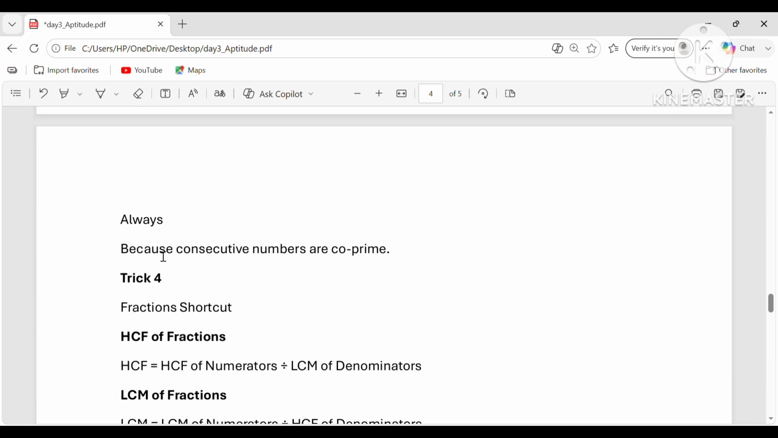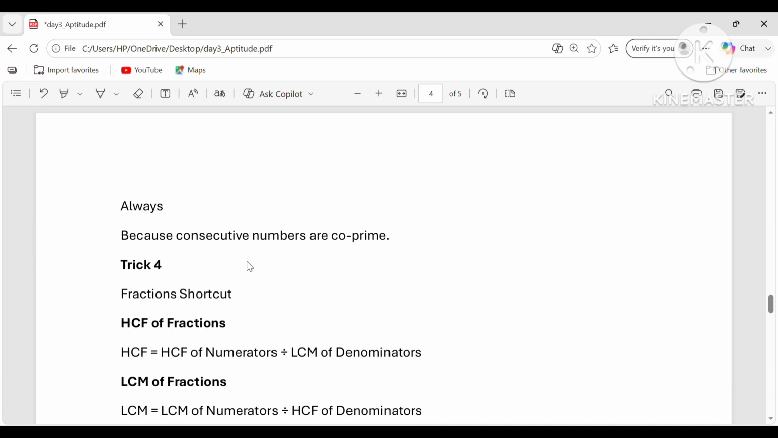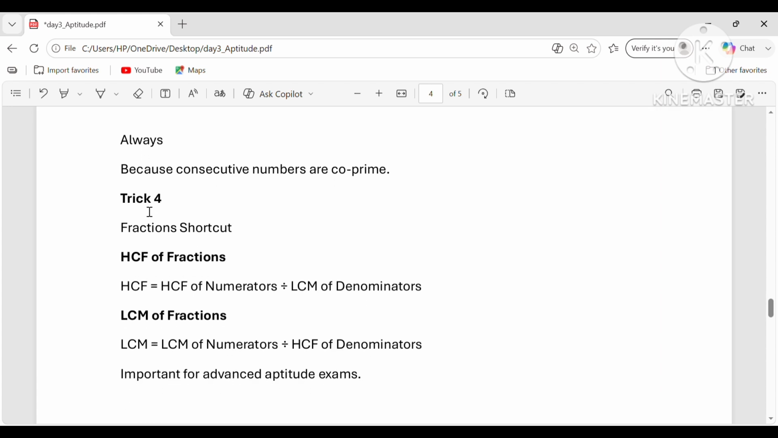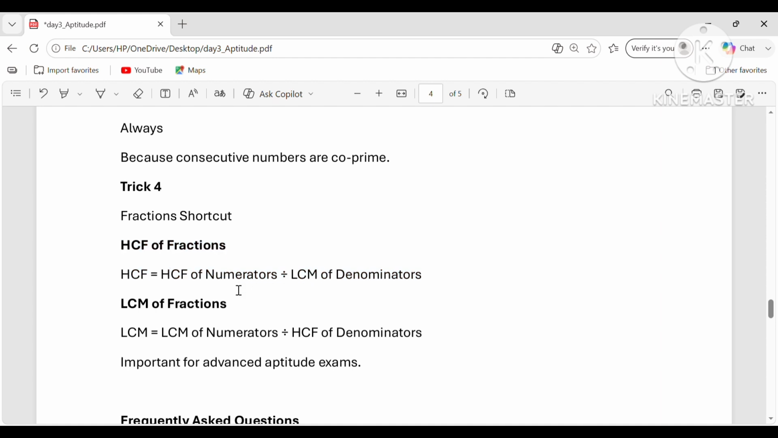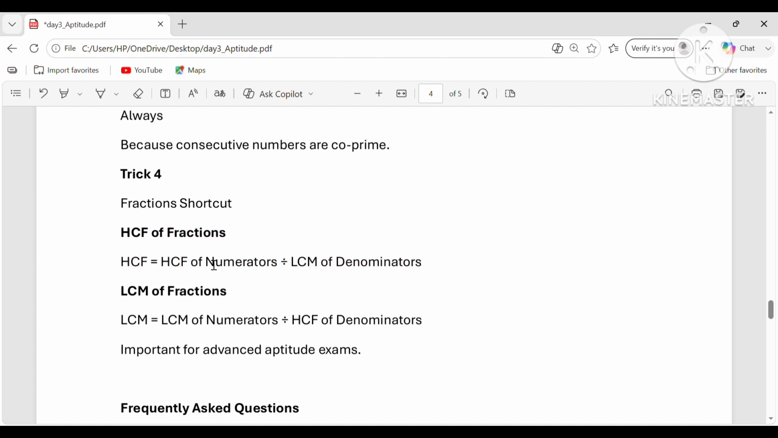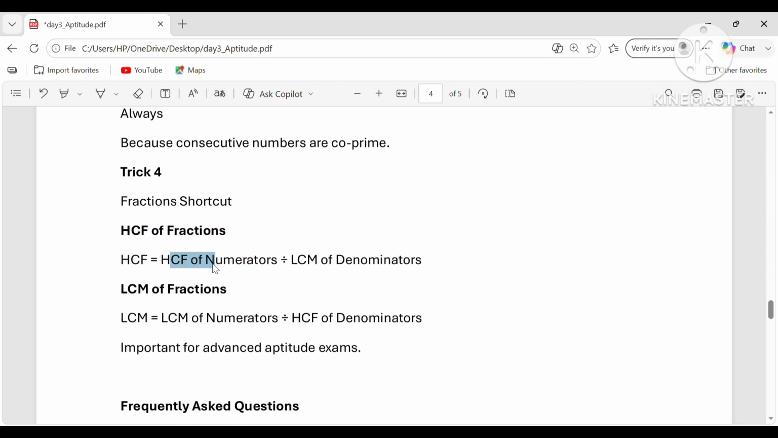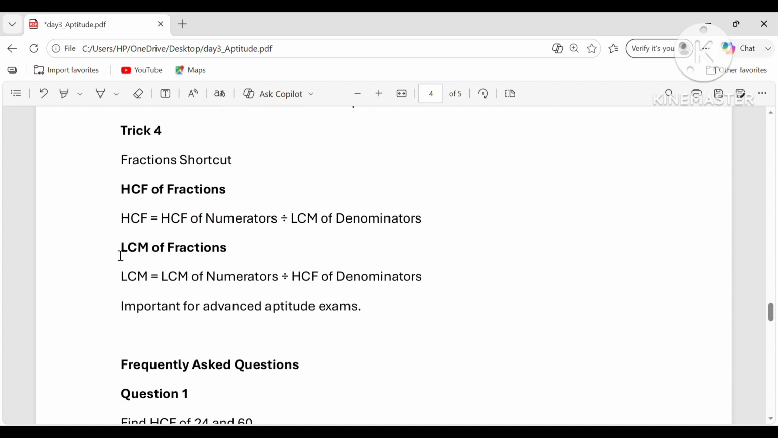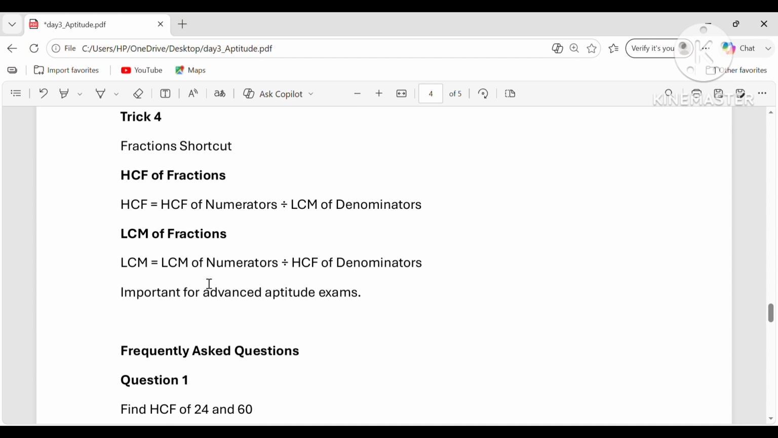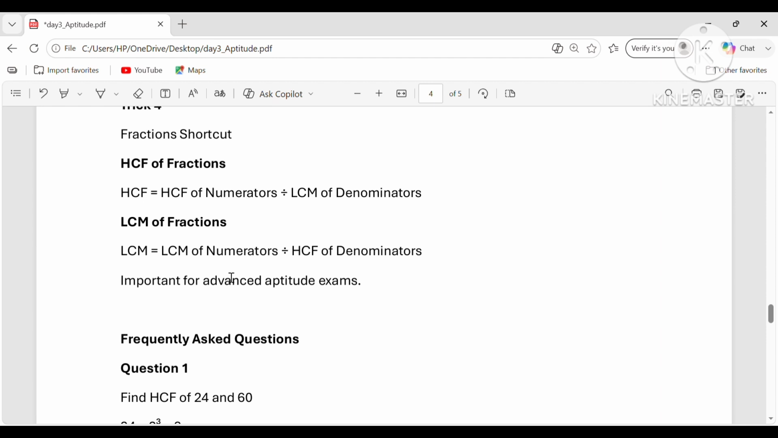And trick 4, the fractions shortcut. We follow this method to find HCF of fractions: HCF of numerators divided by LCM of denominators. And for LCM of fractions, we follow this formula: LCM of numerators divided by HCF of denominators. Important for advanced aptitude exams.